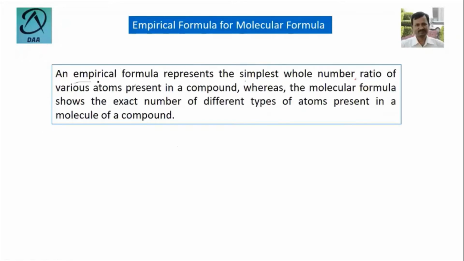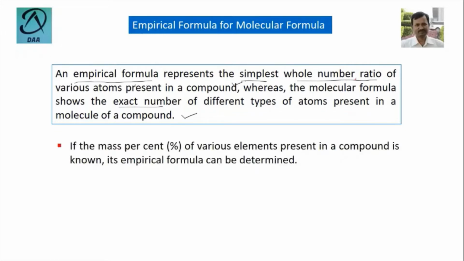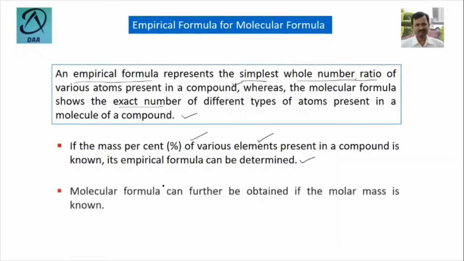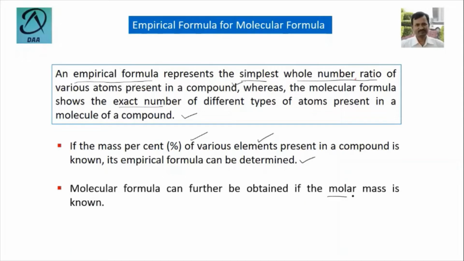An empirical formula represents the simplest whole number ratio of the various atoms present in a compound, whereas the molecular formula gives the exact number of the constituent atoms in a compound. This is the difference between the empirical formula and the molecular formula. If the mass percent of the various elements in a compound is known, then you can determine the empirical formula. In addition, if you also know the molar mass, then you can find the molecular formula.